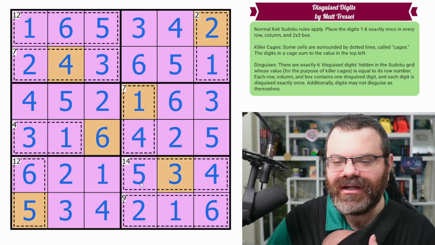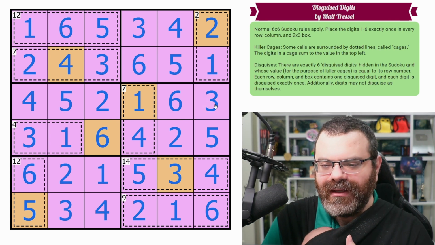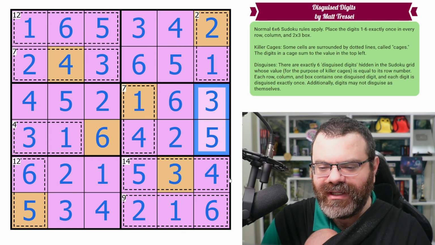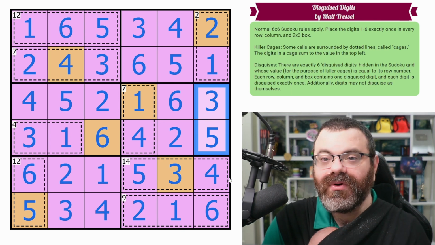I don't know. Was this logic at the end intended? Because that was really neat. Where we knew there had to be a 5 here, and that just resolved the whole puzzle. So cool. I enjoyed that.